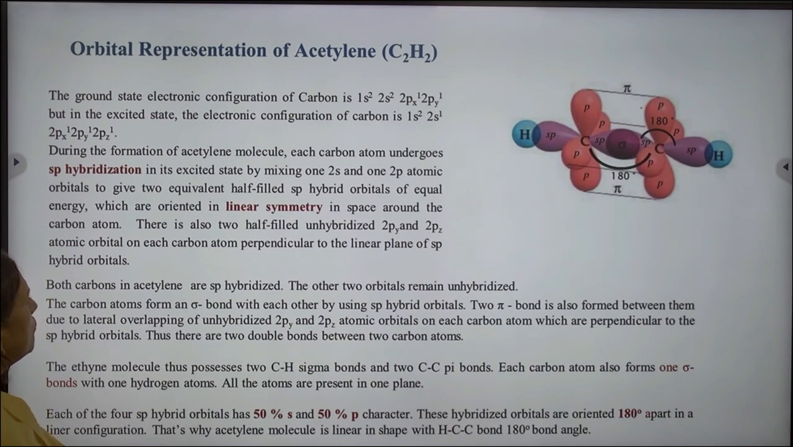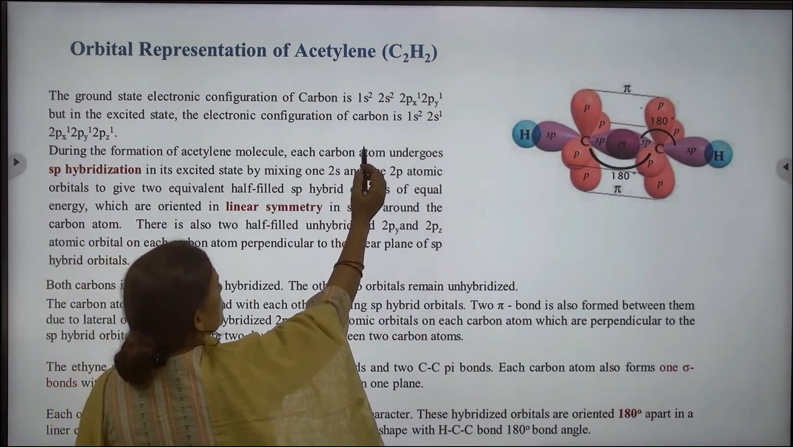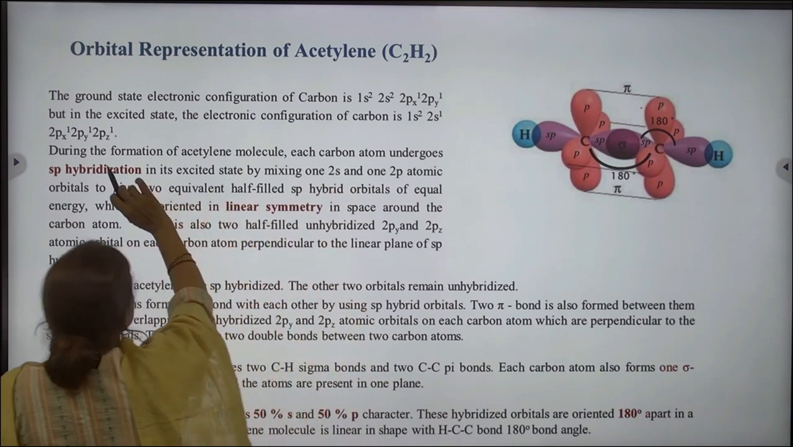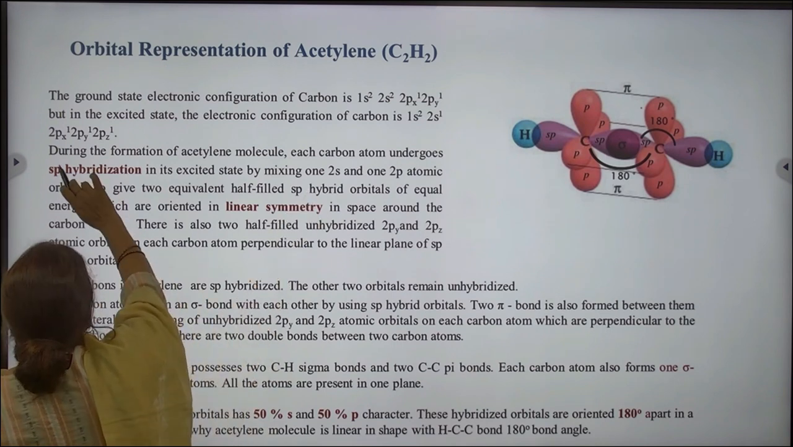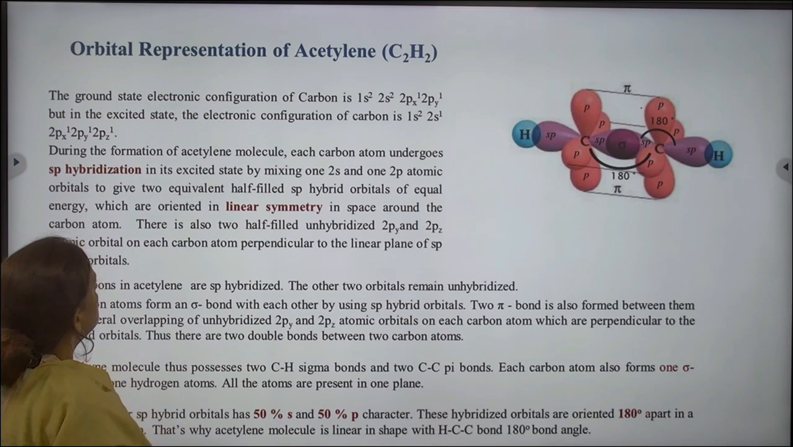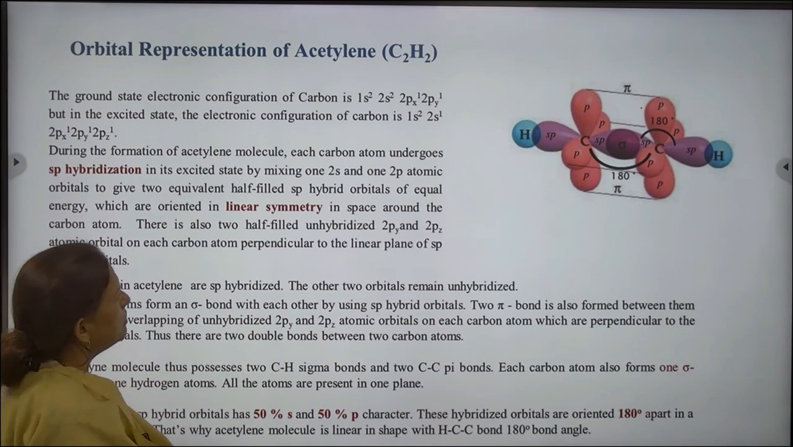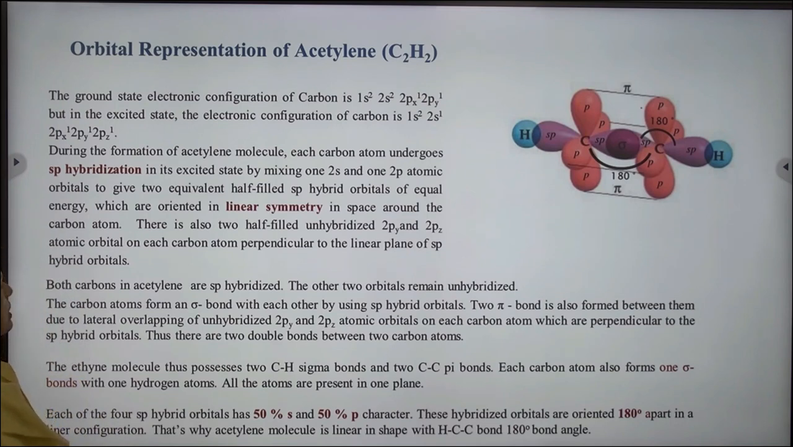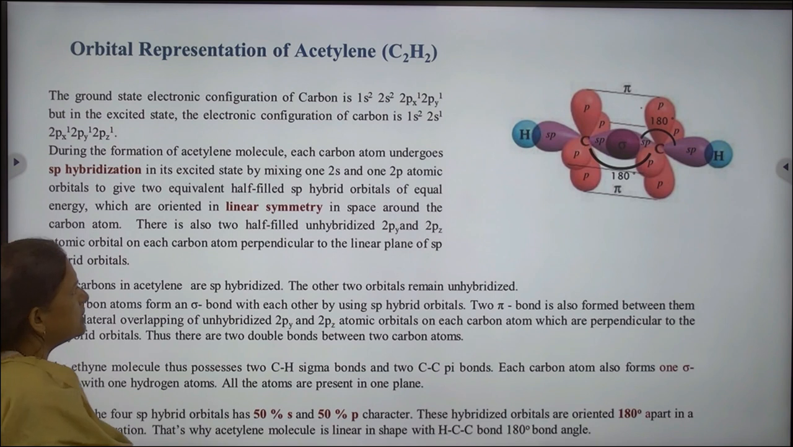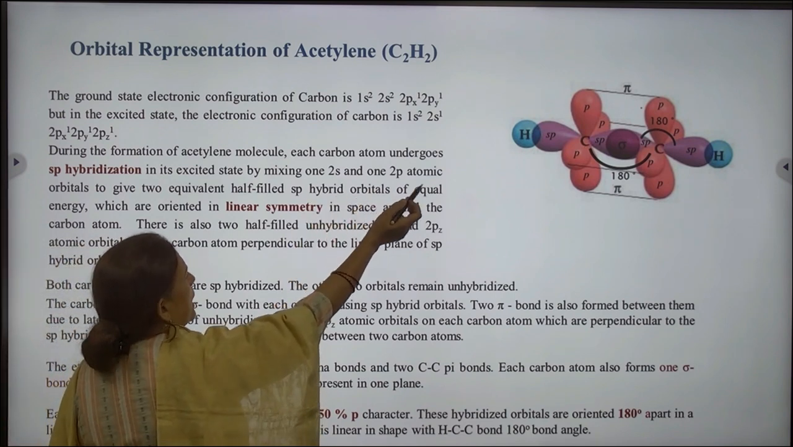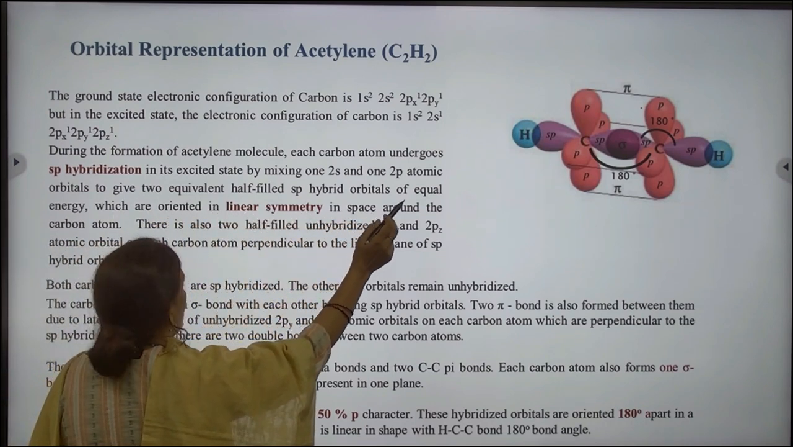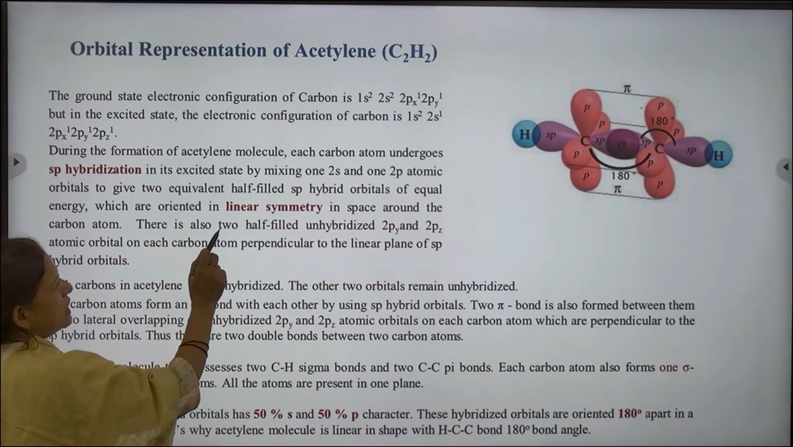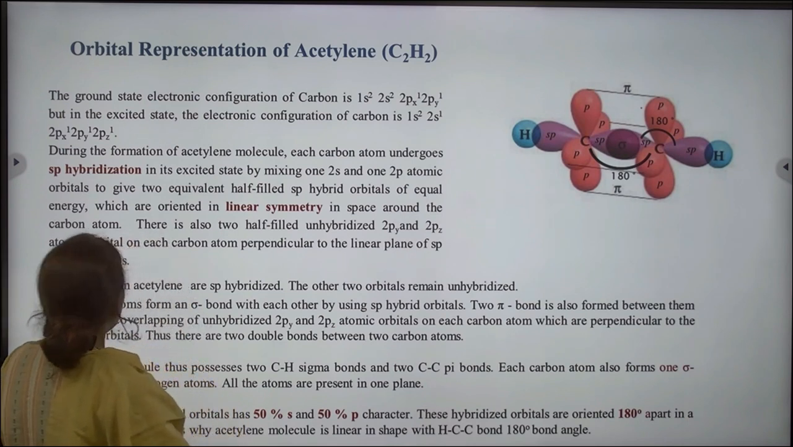Orbital representation of acetylene. The ground state electronic configuration of carbon is 1s2, 2s2, 2px1, 2py1. But in the excited state, the electronic configuration of carbon is 1s2, 2s1, 2px1, 2py1, 2pz1. During the formation of acetylene molecule, each carbon atom undergoes sp hybridization in its excited state by mixing one 2s and one 2p atomic orbital to give two equivalent half-filled sp hybrid orbitals of equal energy, which are oriented in linear symmetry in space around the carbon atom.